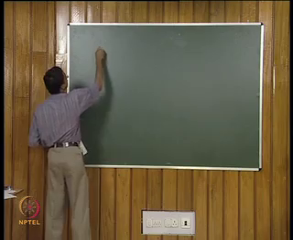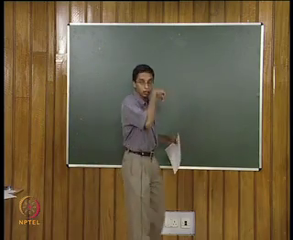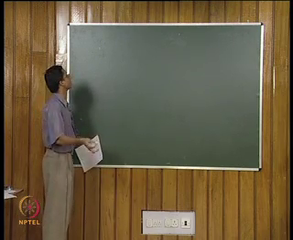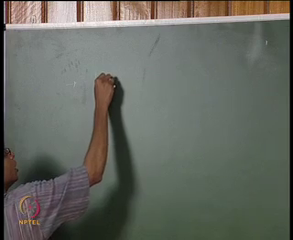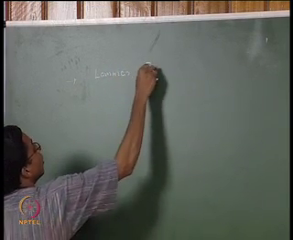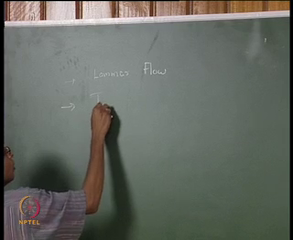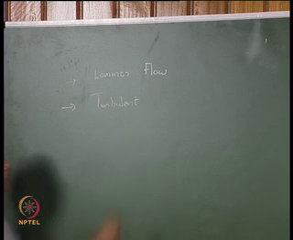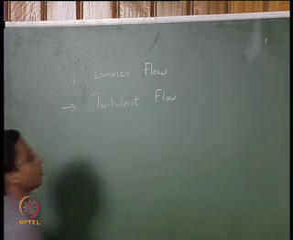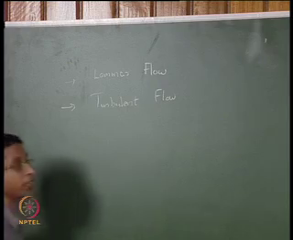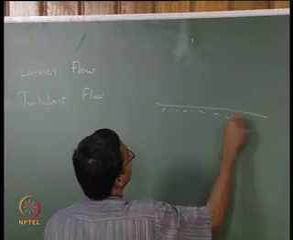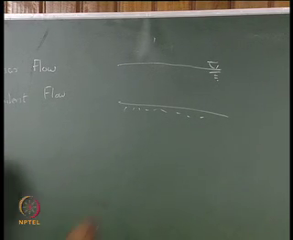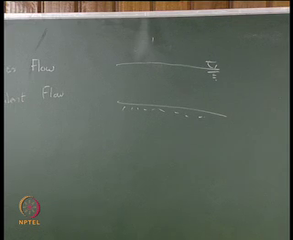Now, based on these channel parameters, we can further classify the open channel flow. Some more classifications are there. You might have heard about laminar flow and turbulent flow, especially in pipe flows in your undergraduate fluid mechanics courses. Similar laminar and turbulent flows occur in open channel flows as well. So, how are they classified as laminar flow and turbulent flow? Again, this is based on your Reynolds number.